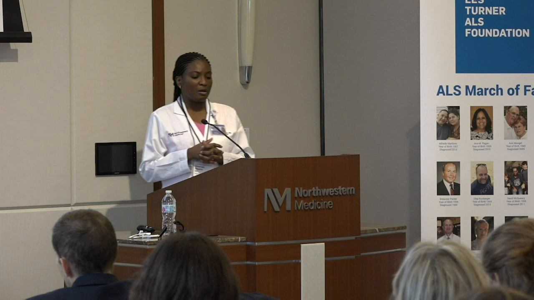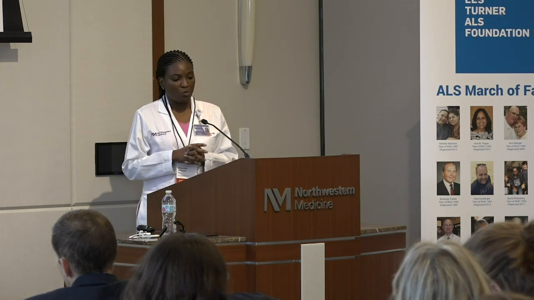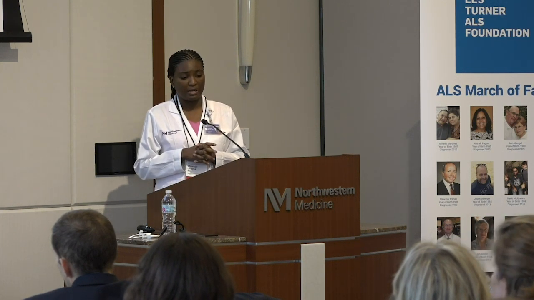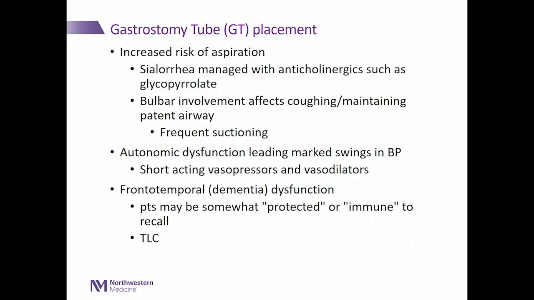So like I mentioned, increased secretions we manage with anticholinergics as a pre-medication prior to the start of the procedure. When patients have significant bulbar involvement that affects their coughing, swallowing, and maintaining a patent airway, we strive for frequent soft suctioning to help clear that airway. When autonomic dysfunction is appreciated during the procedure, we use short-acting vasopressors and vasodilators to help us control the blood pressures in a short period of time without lingering effects postoperatively.